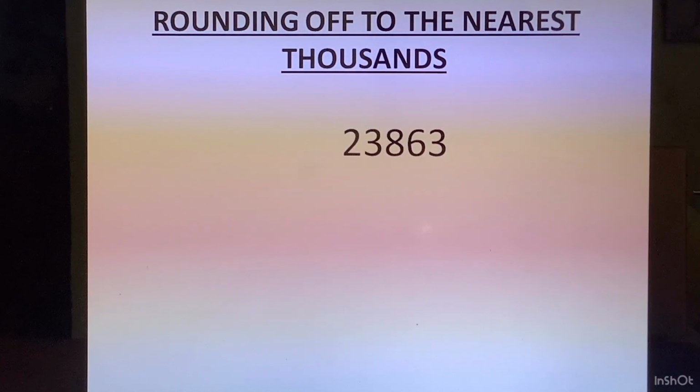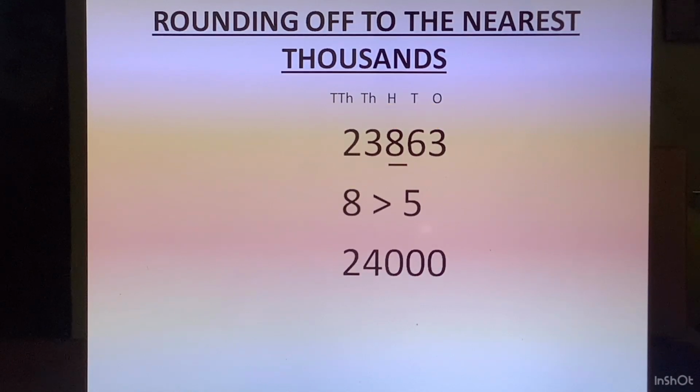Rounding off to the nearest thousand. Now here we look at the digit on the right of the thousands place, that is the hundreds place, which is 8. We'll compare 8 with 5. 8 is greater than 5. Since it is greater, we will change the digit at the thousands place and increase it by 1. So 3 will become 4, and everything on the right, that is 8, 6 and 3, will become 0, 0, 0. So the final number will be 24000.